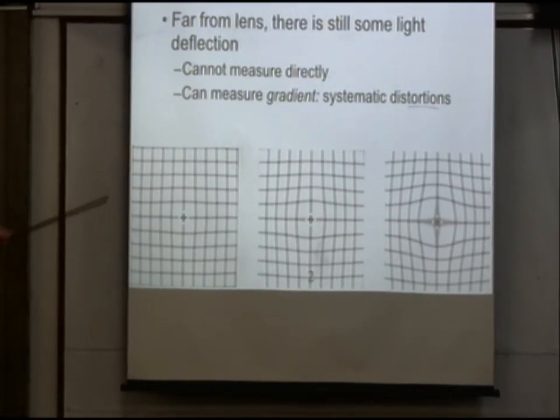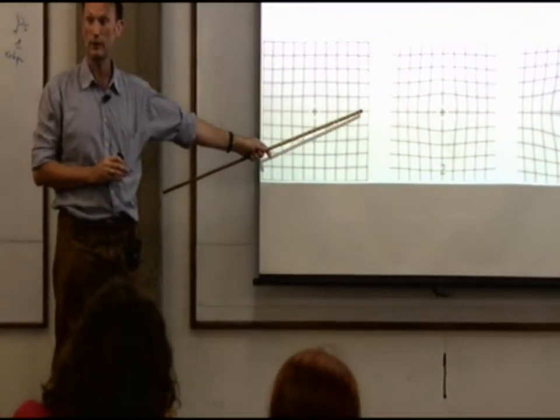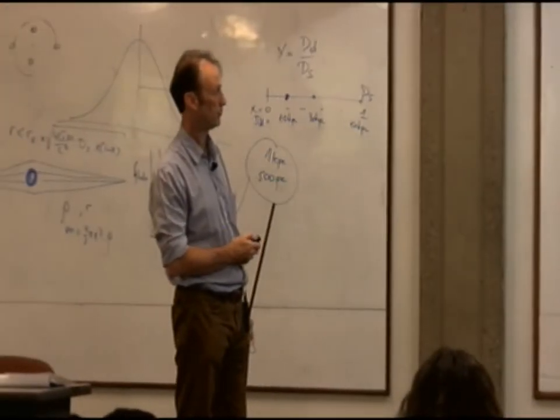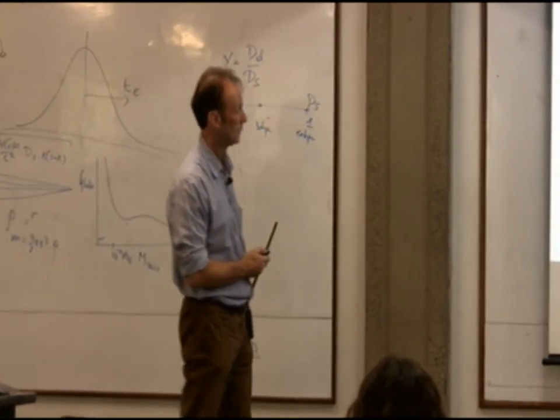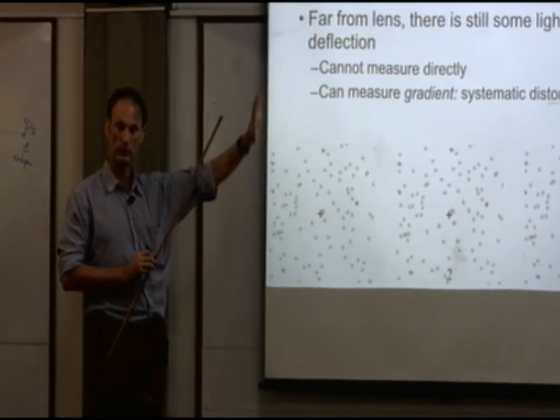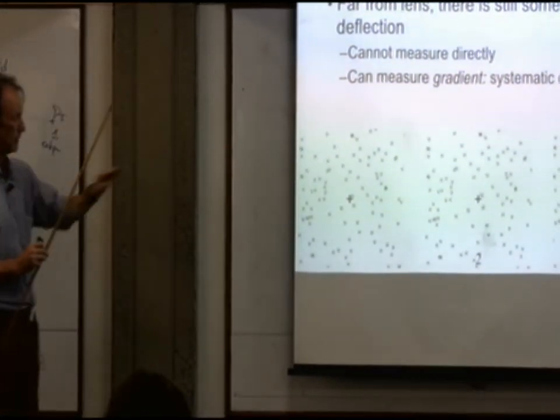Now, if we had this kind of graph paper on the distant universe, life would be very easy because we could see the effect directly. But of course, we don't have these nice lines. Instead, we have a sky full of galaxies. And so this is exactly the same transformation, but now applied to an image with round blobs on it and not nice graph paper.